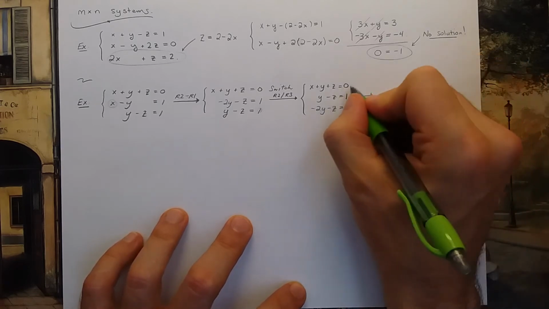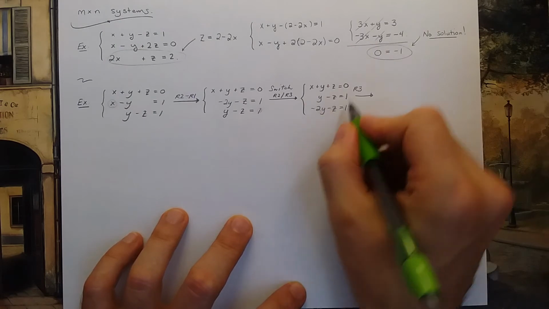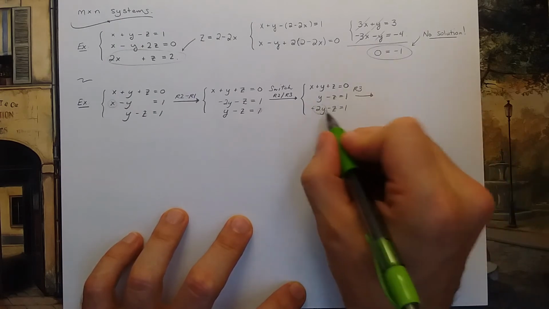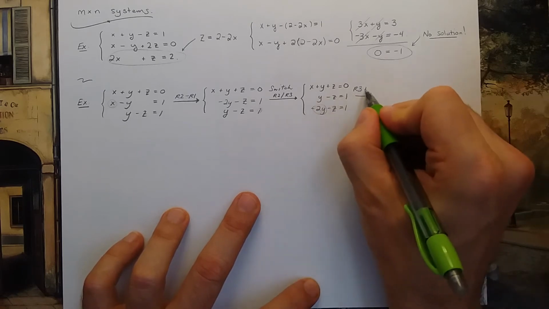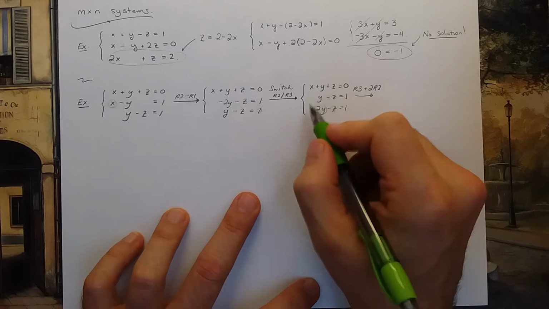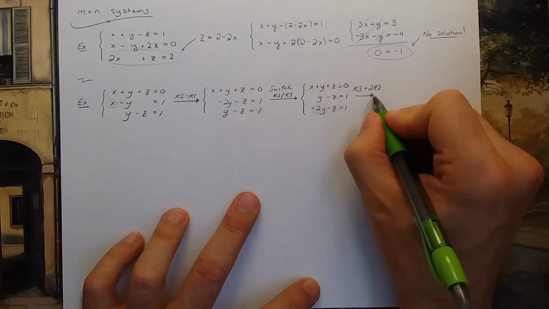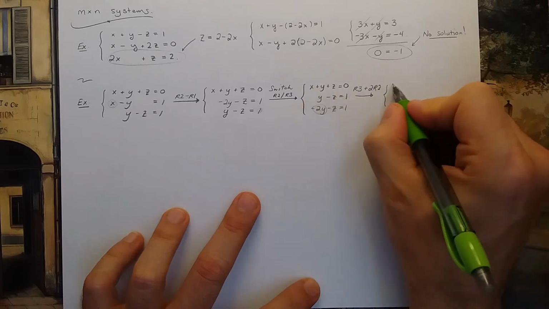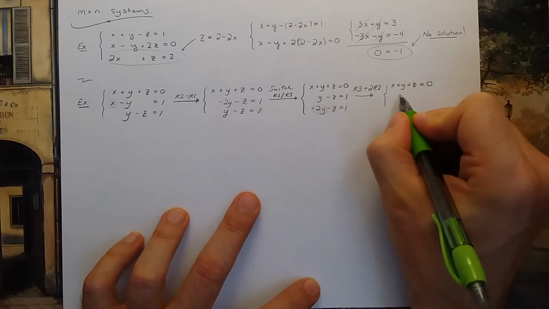Lastly, I will do another row operation. I'm going to take row 3 and change it. I'm trying to eliminate this y here. So to eliminate that y, I'm going to add 2 copies of row 2. I don't want to add a copy of row 1 because that would reintroduce an x. If I do this row operation, I'm going to leave row 1 the same. I'm going to leave row 2 the same.